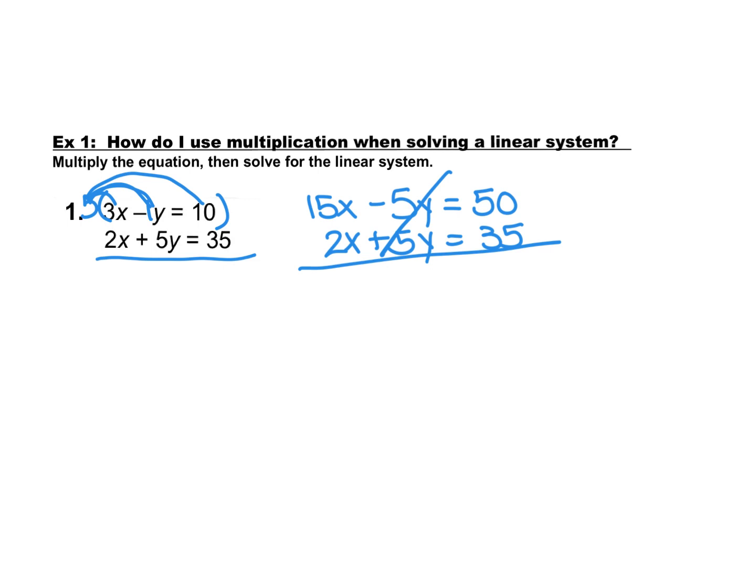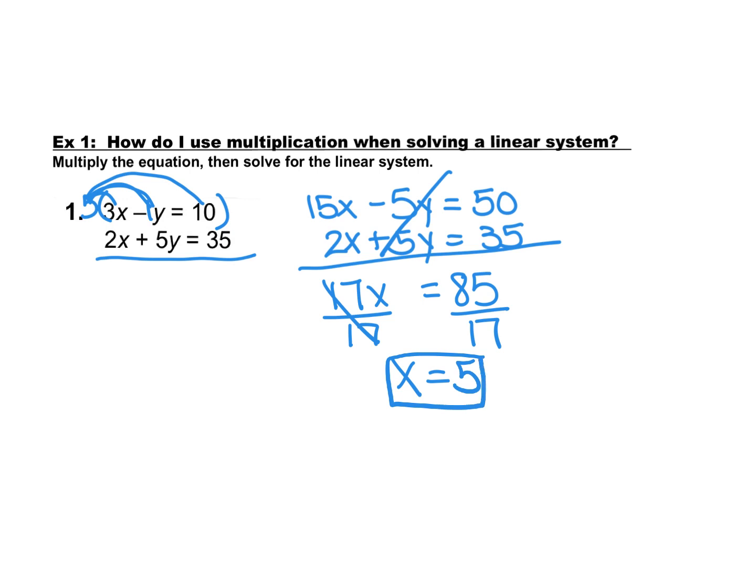So I have 15x plus 2x is equal to 17x, and this is just like what we've done before. And we'll take 50 plus 35, and I will have 85. So I just need to simplify, or I need to isolate the variable. And x is going to be equal to 5. So now we're going to go back up to one of our original equations. And because everything's positive in this one right here, I'm just going to plug it into here.